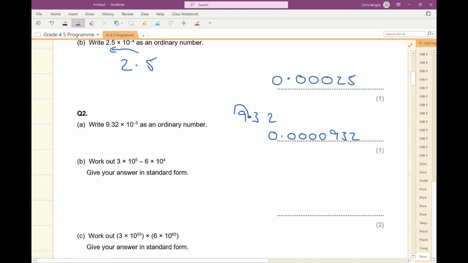Work out 3 times 10 to the 5 minus 4 times 10 to the 4. Give your answer in standard form. Well, I'm going to put this straight in my calculator. 3 times 10 to the 5 minus 6 times 10 to the 4. When I press equals, that gives me the answer 240,000. So in standard form, 2.4 times 10 to the power of 5.